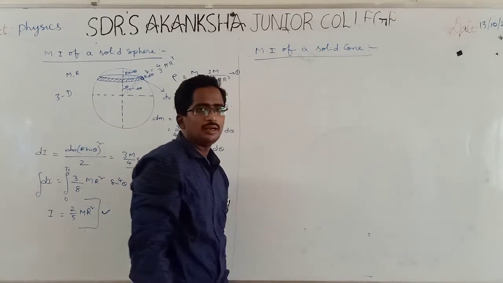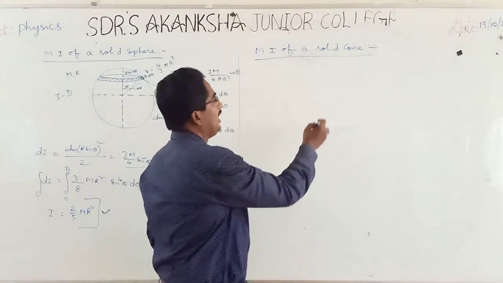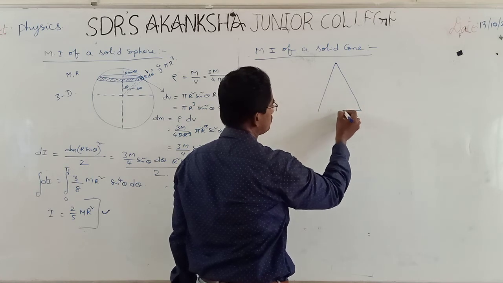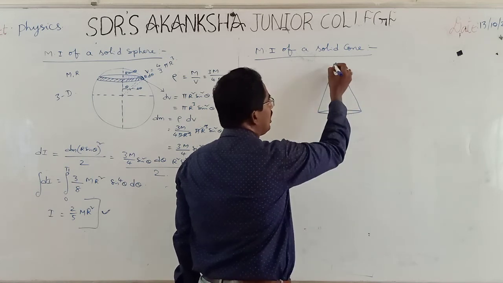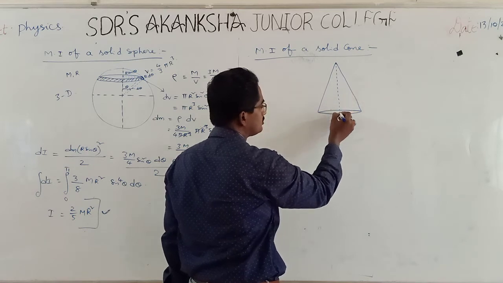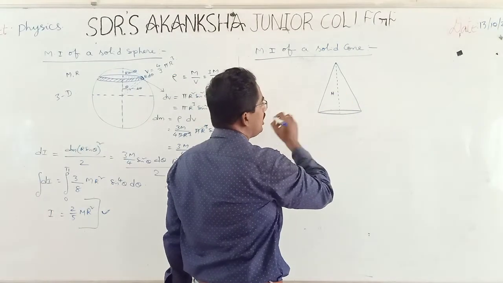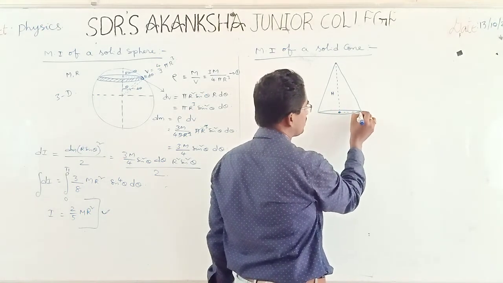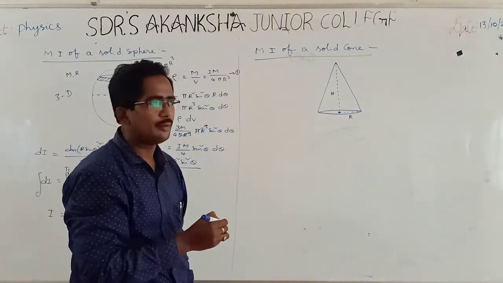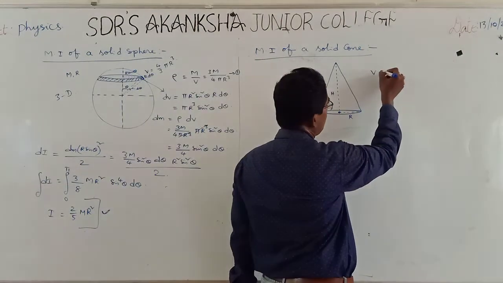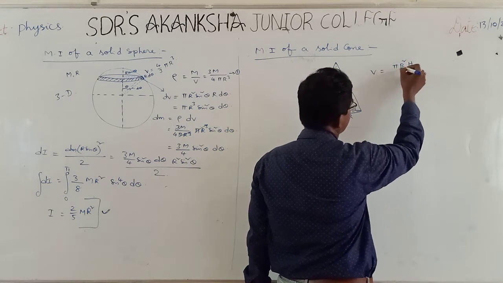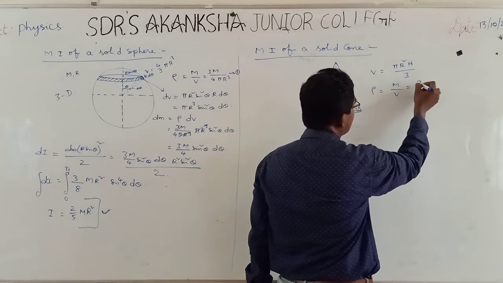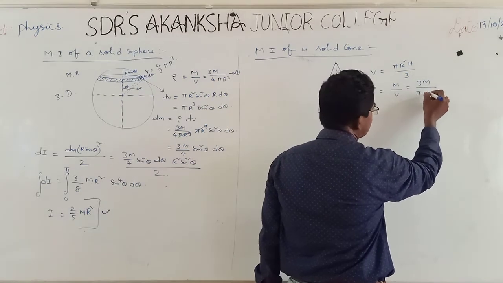Okay. Its moment of inertia we want to get here. Actually, it is a solid cone of height h. What is the height of this one? H. And if you take this one as the origin, its radius is R. What is the radius of this one? R. Then what is the volume of this one? Pi r square h by 3. Then what is the density value, mass per unit volume? That is 3m by pi r square h.